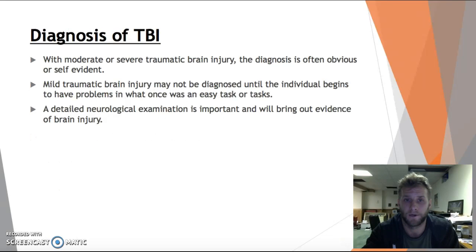So for diagnosing TBI, it's usually pretty obvious. It's probably followed by some kind of event, car accident, senior citizen falls, maybe a player on the football field gets hit in the head. They're probably feeling dizzy or things like that. It's usually pretty obvious. And if they don't know they have it, then they probably won't know until they start having problems doing the easy tasks, things like that.